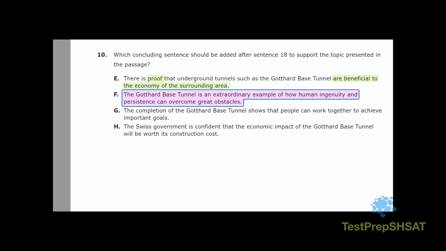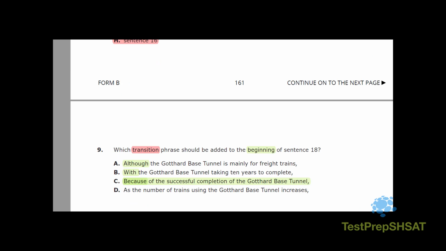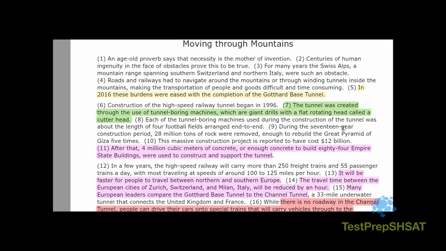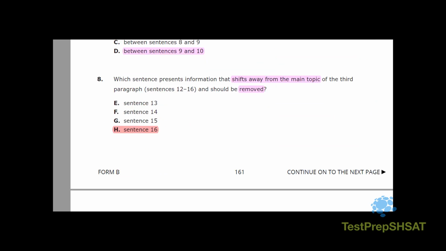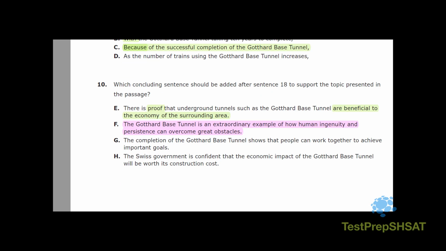That actually ties back our hook. If we recall from the reading, we mentioned the first 2 sentences. An age-old proverb says that necessity is the mother of invention. Centuries of human ingenuity in the face of obstacles prove this to be true. Well, it's a nice technique in writing to take your hook and sort of tie it up with a bow back at the end, which this sentence seems to be doing as well. So that gives me an extra confidence that F is the correct answer. It's restating the main idea and consistent with that hook at the beginning of the whole passage. So I think F is going to be our right answer.